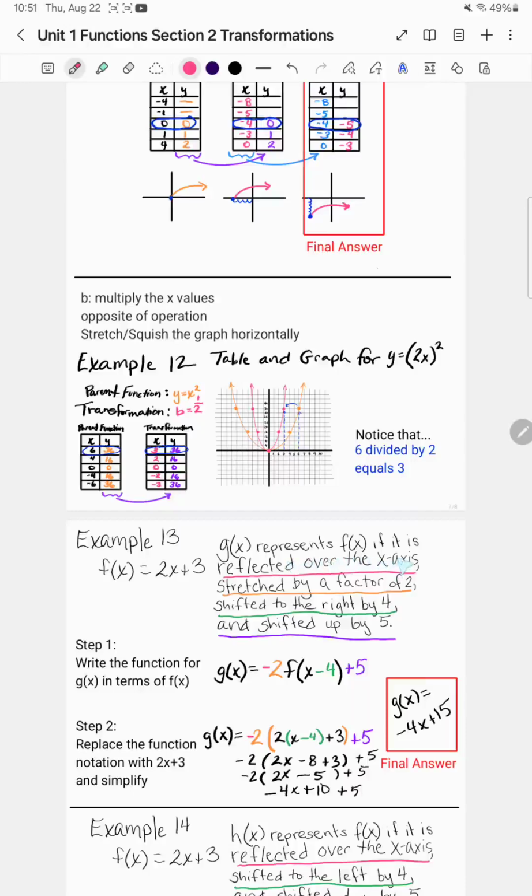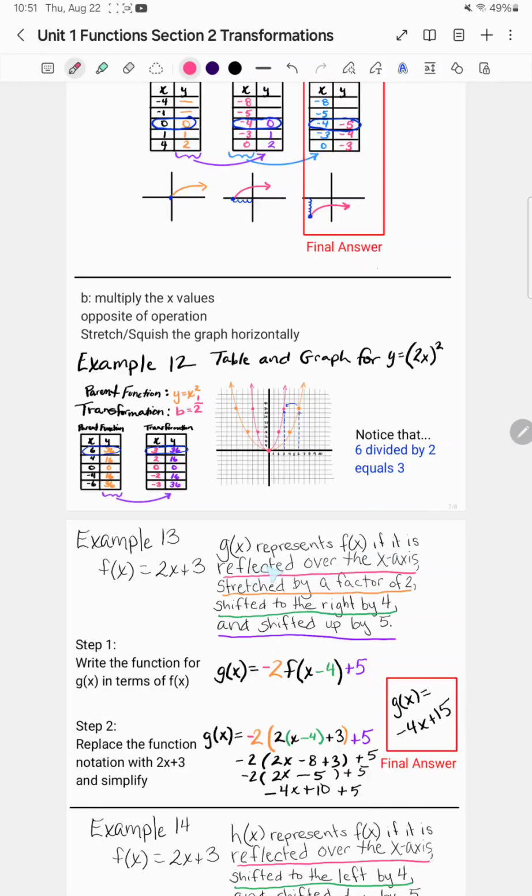So the first thing it tells us is that g of x represents f of x. So we know we're trying to make an equation for g of x based off of what f of x is. So we take f of x, we change it, and then that's what g of x is.